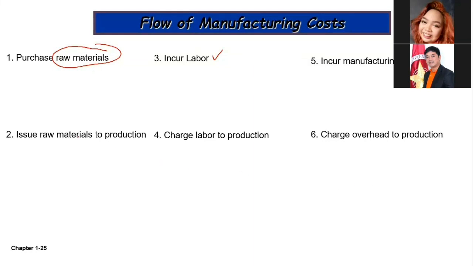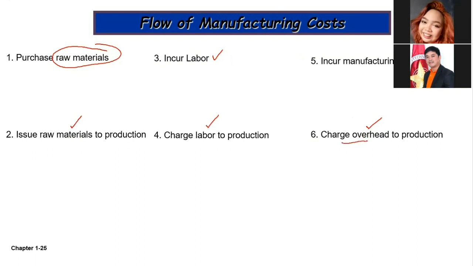Okay? And number 6, we will charge the overhead to production. Gusto ko lang tingnan nyo po yung 2, 4, and 6. Yung number 2, we charge to production yung materials. Number 4, we charge the labor to production. We charge overhead to production. So parang yung 1, 3, and 5 naman, these are the elements. 2, 4, and 6, charge lang natin. Yun lang yung gusto mangyari sa flow of manufacturing cost.